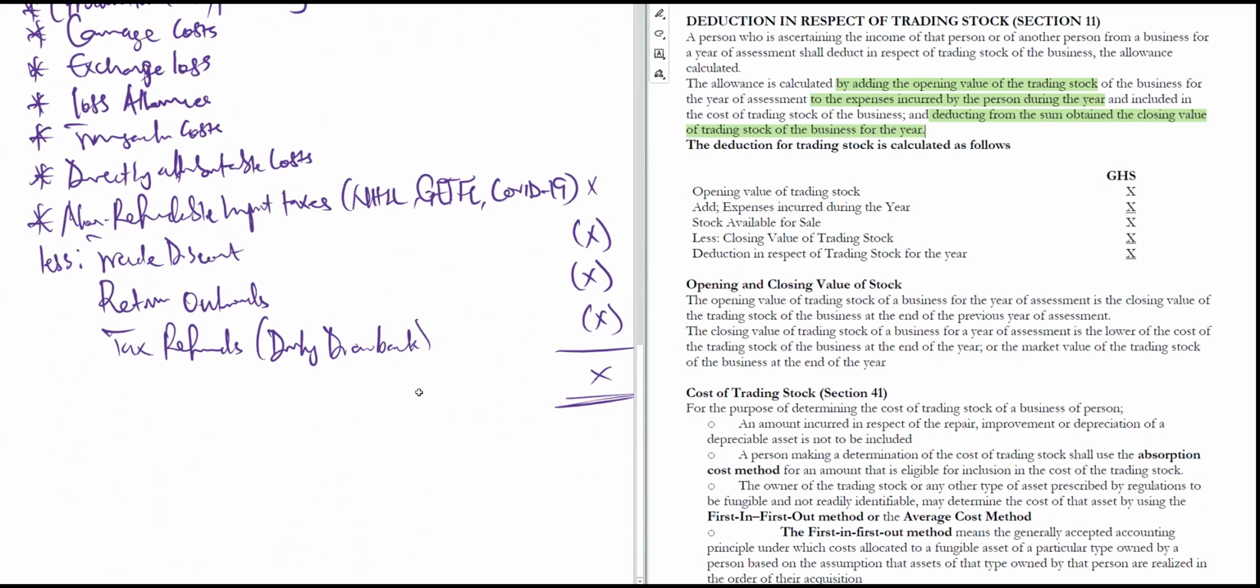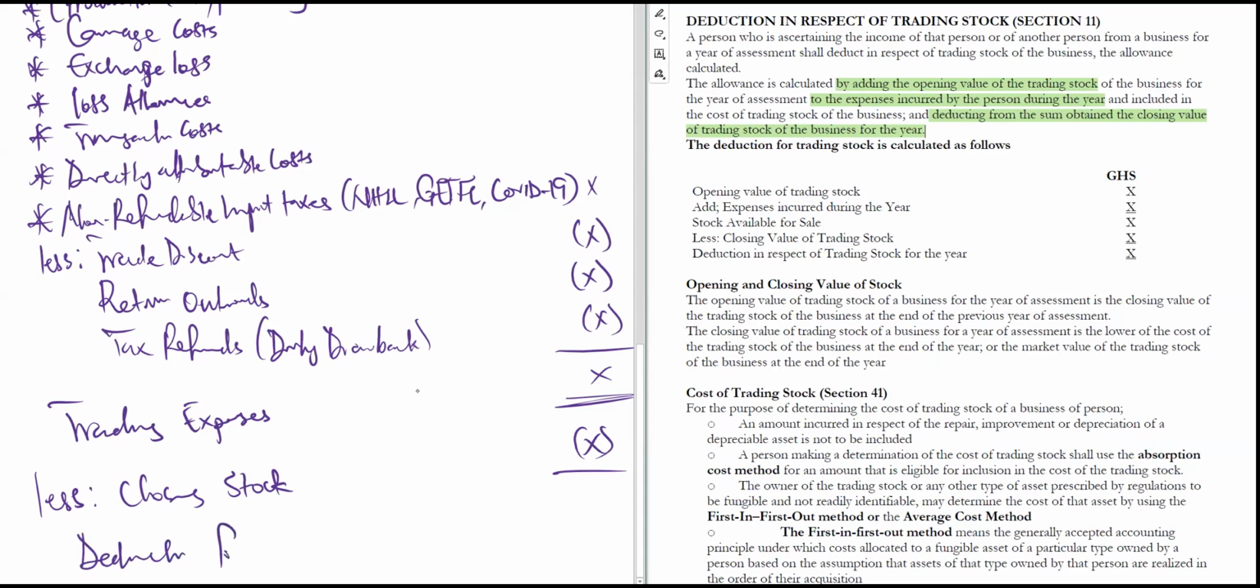So once you are able to get these trading expenses, which in basic accounting, you forward your purchases, you're now going to less the closing stock. You're now going to take out the closing stock from it, and that gives you the deduction forward for trading stock in accordance with Section 11.